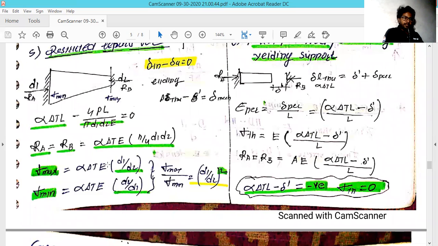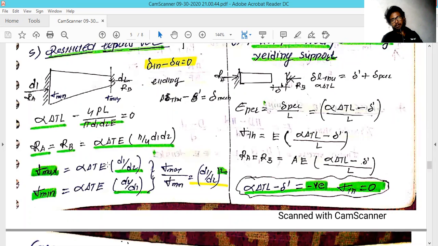And now they used to ask to find out the maximum stresses which were developed in this rod and minimum stresses developed in this rod. Because if this kind of cross section comes, they will definitely ask this question, because it has a special condition. In that condition, it is nothing but alpha delta t, which we have known, but the stresses we have to multiply with dA1 divided by dA2, because the maximum stresses are going to be generated at the lower cross section.